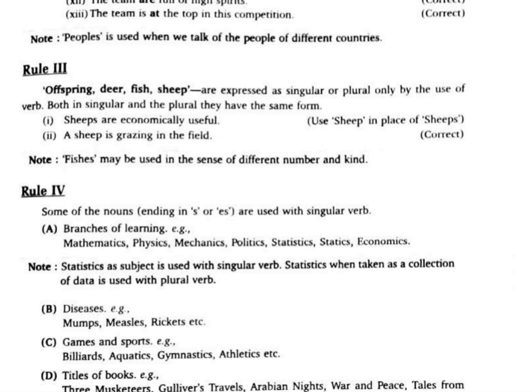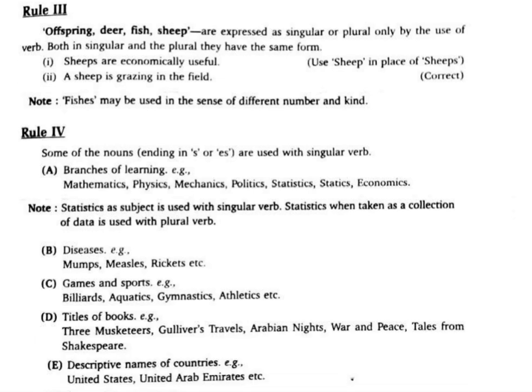Let's go to some more. Like here, diseases: mumps, measles, rickets. They are referring to what? They are referring to one particular disease. So the singular verb only has to be used. When you are referring to a branch of learning like mathematics, physics, mechanics, then also you have to use the singular form of the verb there. So I hope you have got it now.